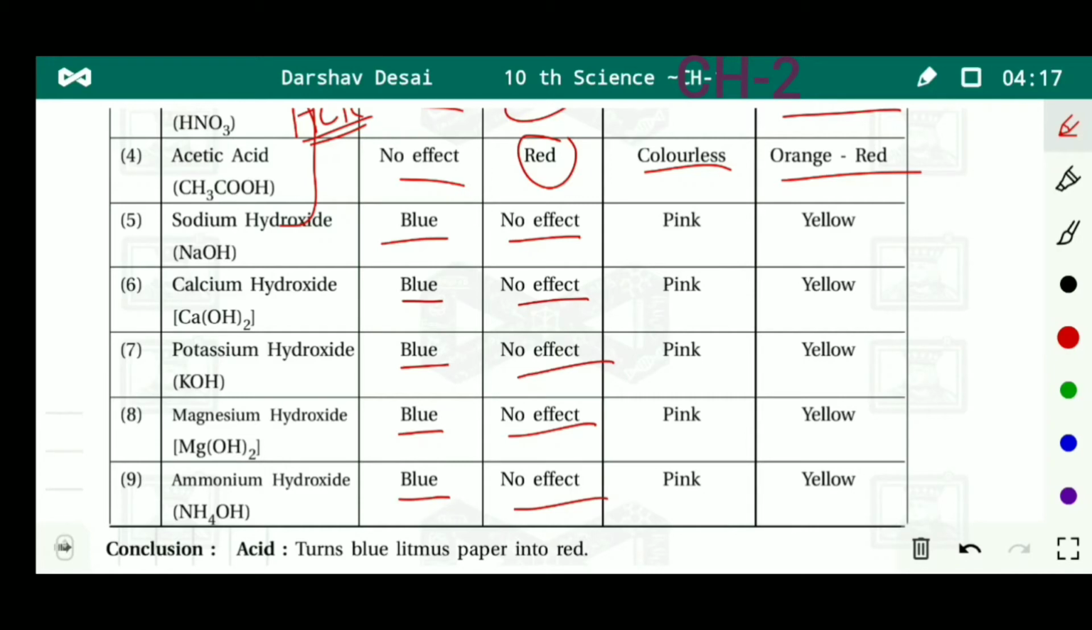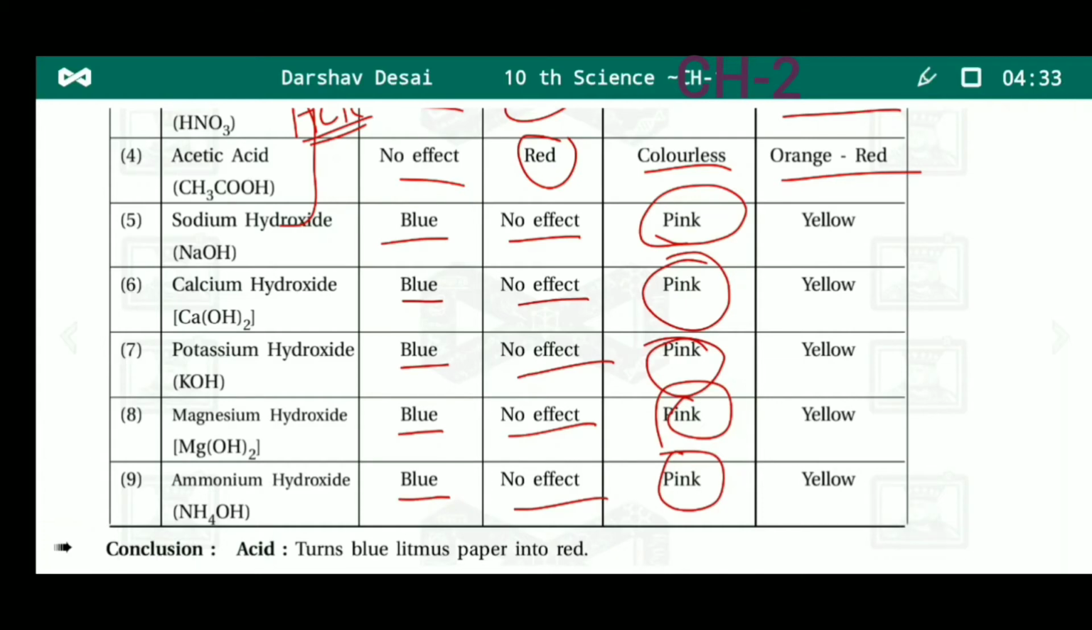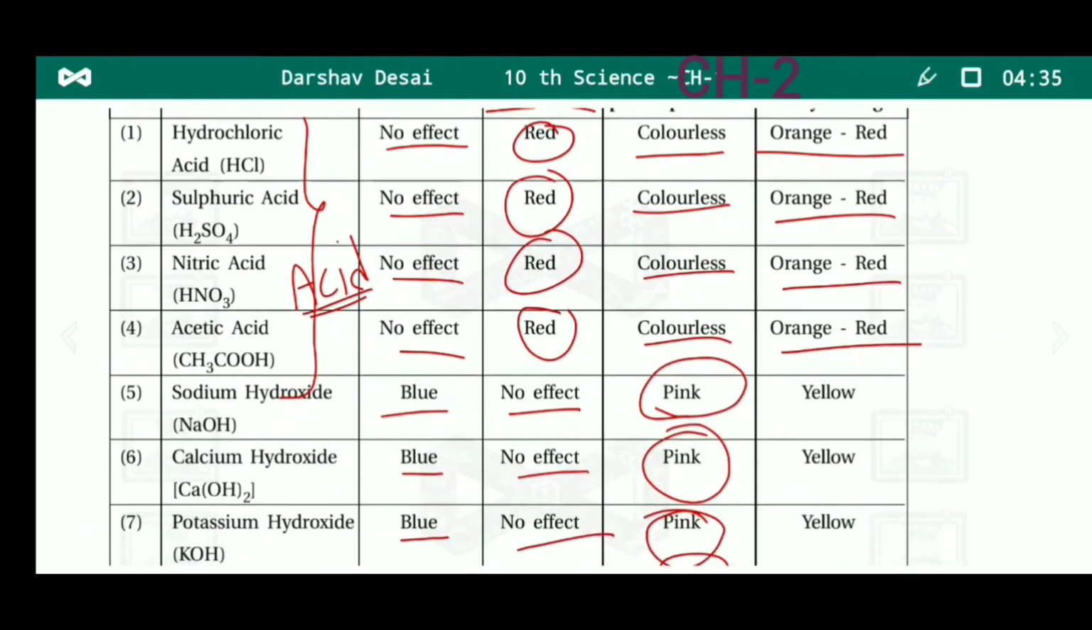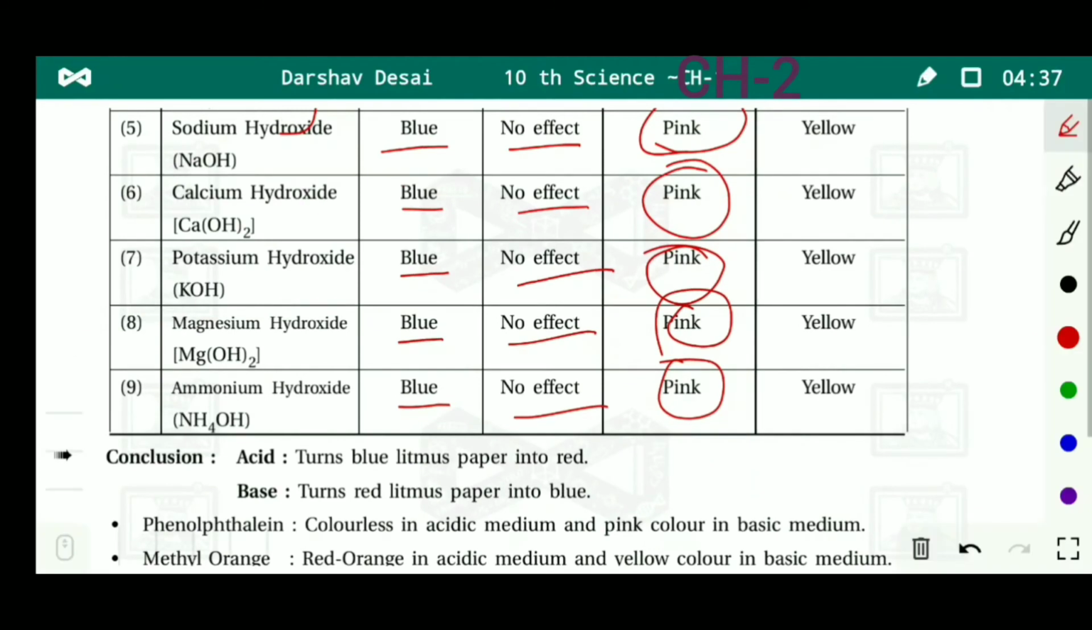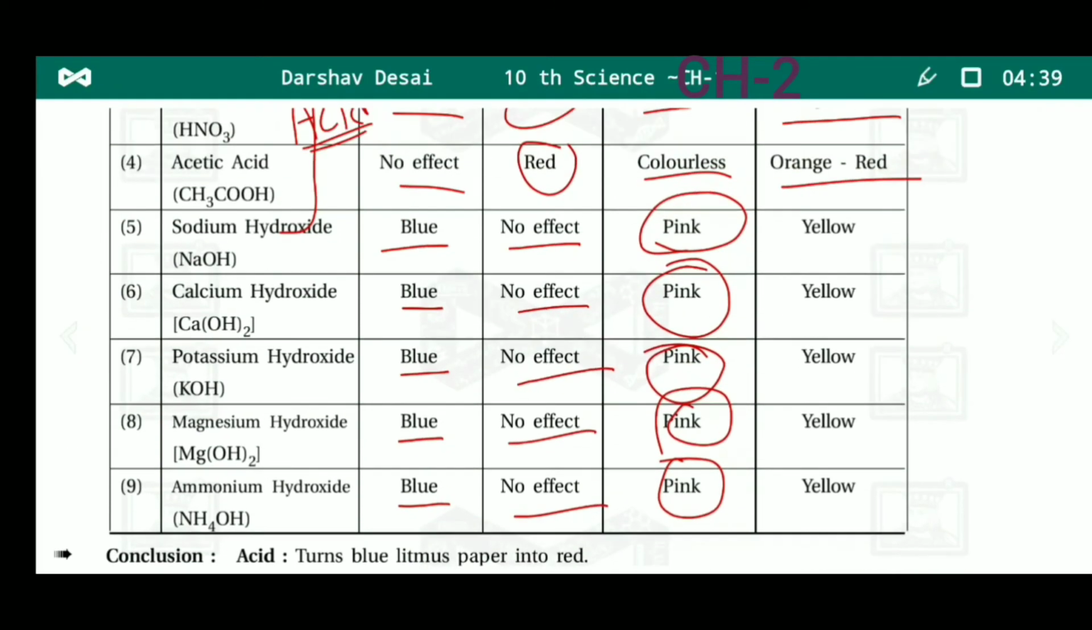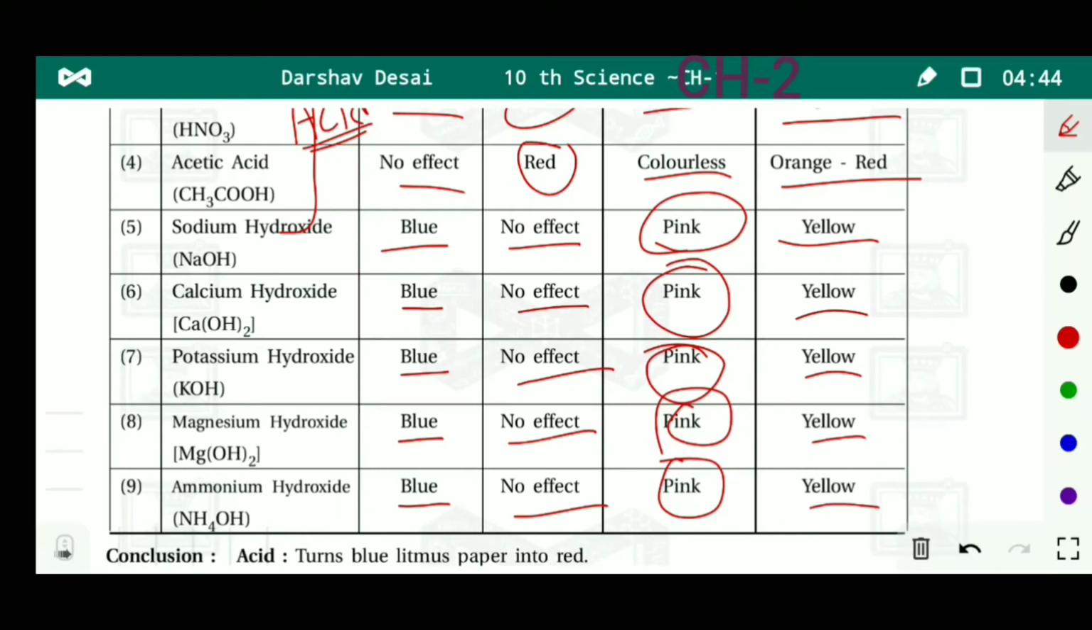And always remember, a base with phenolphthalein always gives pink color. In presence of base, phenolphthalein gives pink color, but in presence of methyl orange, base gives a yellow color. Always remember, in presence of base, methyl orange gives yellow color, but phenolphthalein gives pink color.